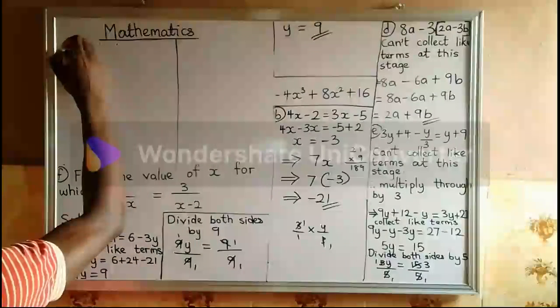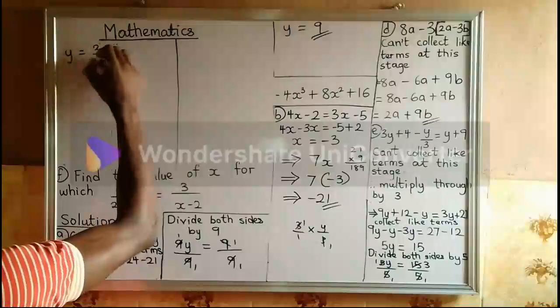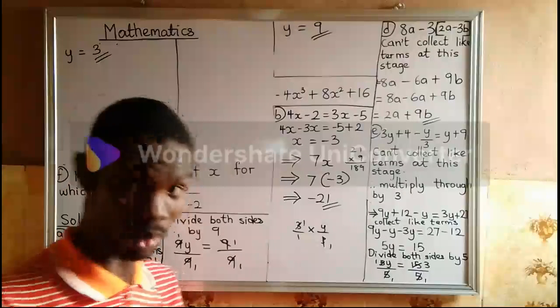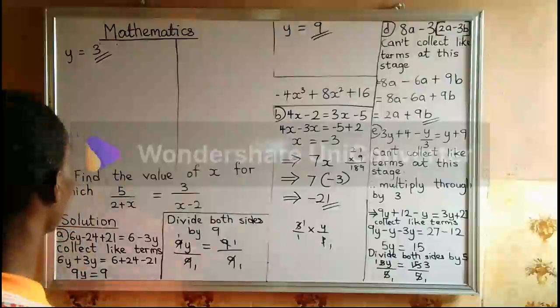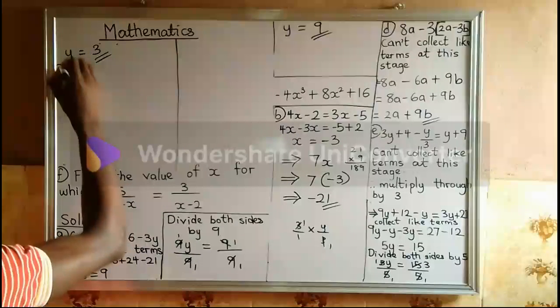So our final answer, we have just y on this side equals 3. So that's the final answer. I hope we understand. I'm very sure we do. Okay, let's quickly go into solving the last example that we have, and that's example 2f.